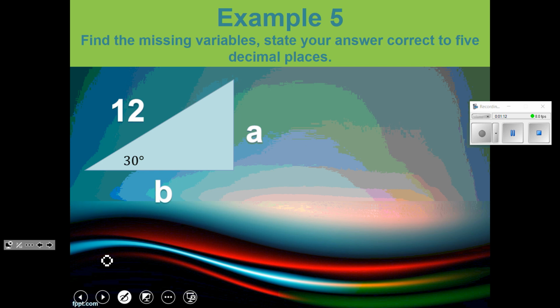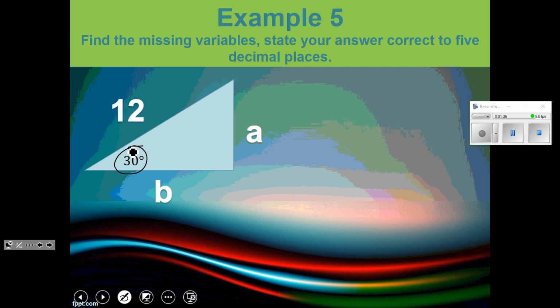So yesterday when we started this, you can't solve for A and B. You can't plug into the Pythagorean theorem because what? There's two missing sides. In order to do the Pythagorean theorem, you have to have two sides of a right triangle and find the missing third. So what you're going to have to do is use this 30-degree angle to help you.